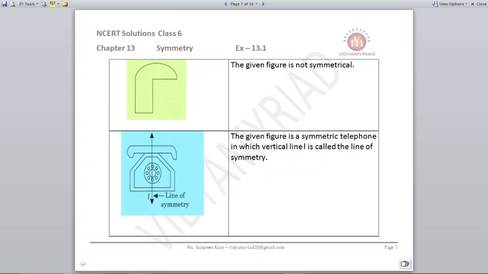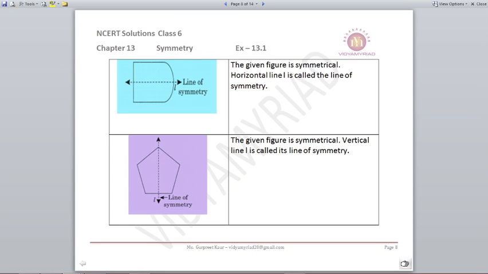You have this shape, you cannot make it symmetrical. Whether you draw a straight line, a sleeping line or a diagonal, it will not overlap one another, so it is not symmetrical. There is a telephone, it is equally divided, equal shape. I can draw a straight line to show that it is symmetrical.